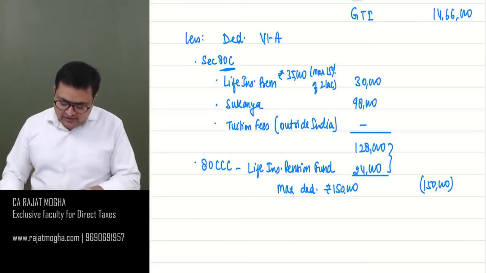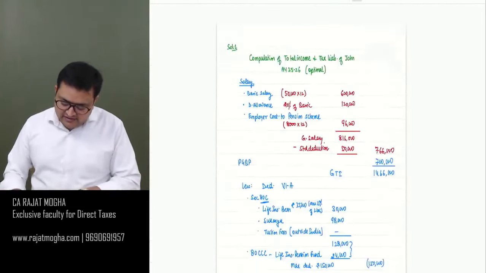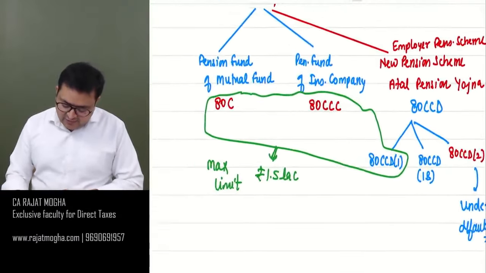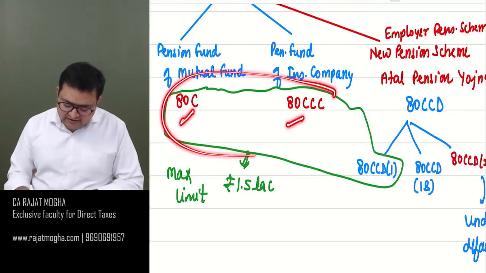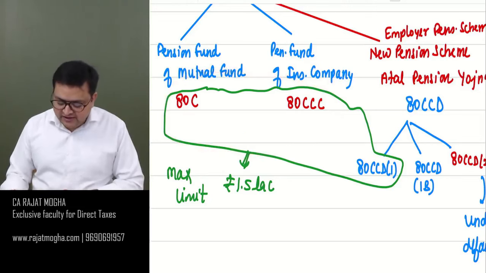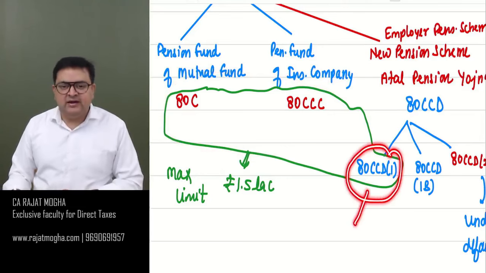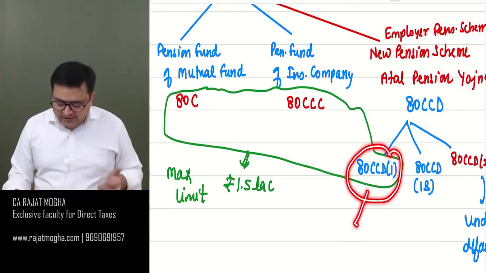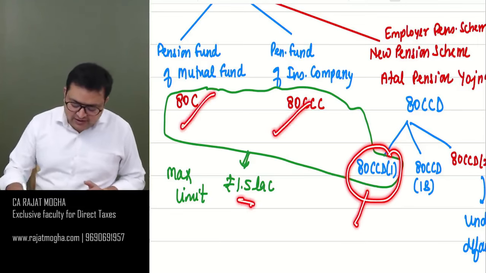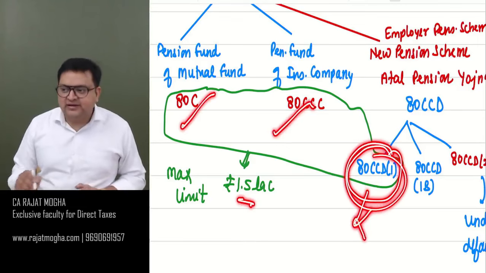Now can you tell me, in 80CCD1 we will be able to take any reduction or not? Because we have taken in this, and here 150 has been exhausted. So in 80CCD1, whether we will be able to take any reduction or not? Yes or no? The answer is no. Correct. Why? Because already my 150 has been exhausted over here. So I am not left with anything in 80CCD1.